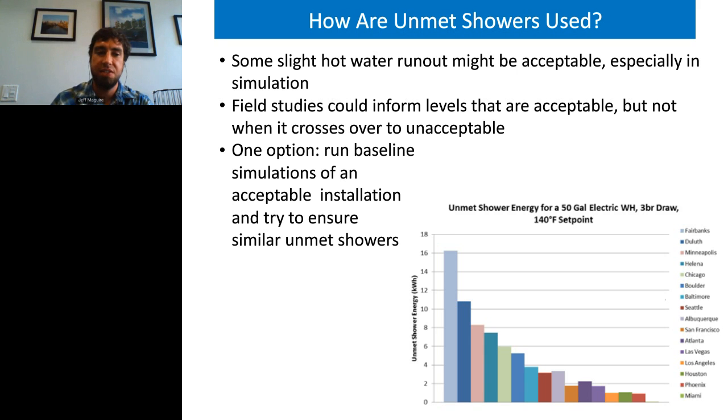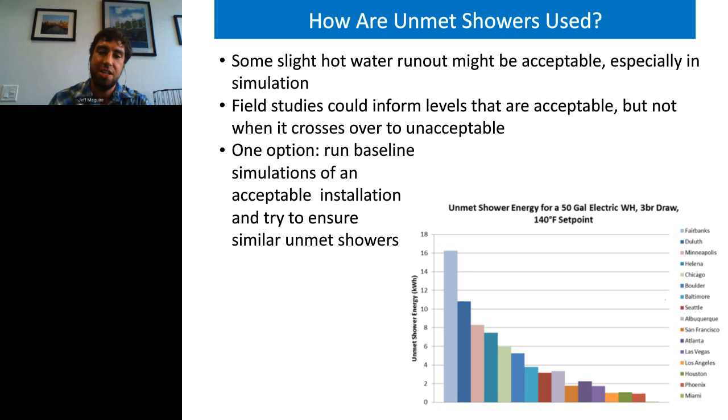So if we want to come up with some sort of criteria for what's acceptable, one possibility would be to look at field studies. If we have measured data for the outlet temperatures of the shower, and we have data on occupants to say if they were comfortable or not, that would tell us what the minimum is that's acceptable, but it wouldn't tell us where the threshold is. So it wouldn't tell us when we cross that line.